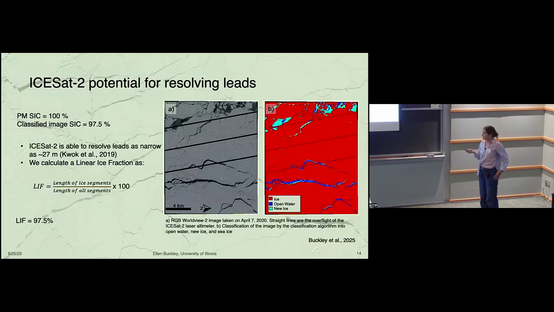So I mentioned this before, but ICESat-2 has 6 passes, so 3 beam pairs, and has the classifications of lead or ice. And so we're able to look at the length of all the ice segments over the length of all the segments, and then you get the linear ice fraction, or the one-dimensional proxy for sea ice concentration.